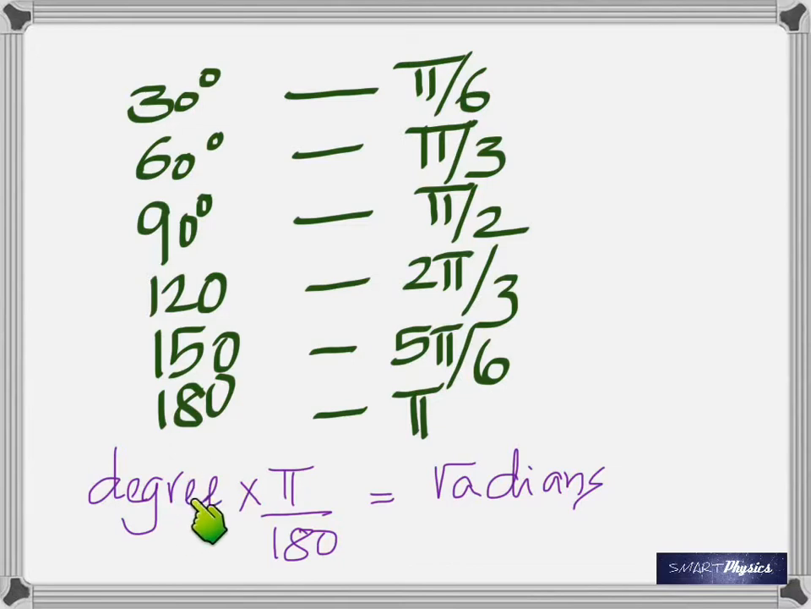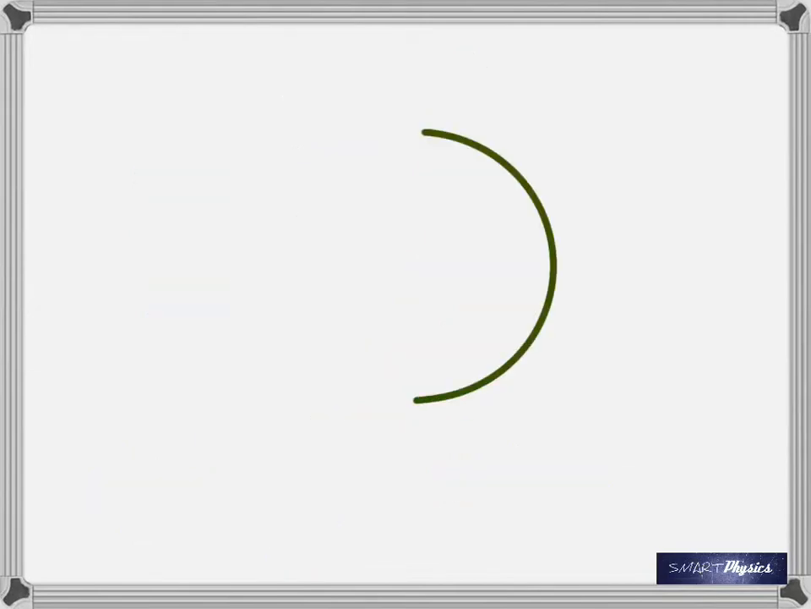So if it's 180 here, the 180s will get canceled and you will get pi radians. If it's 90 here, 90 over 180, you will get pi by 2, and so on. So this is how you change degrees into radians. You need to know that. Let's go on, only the last formula, because otherwise we're not going to finish it all.